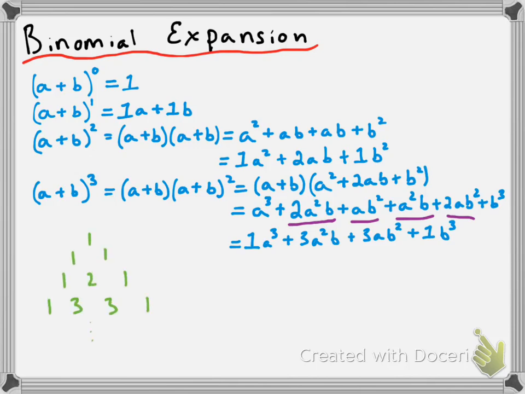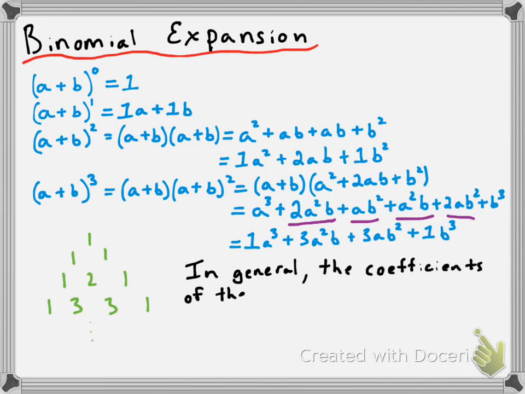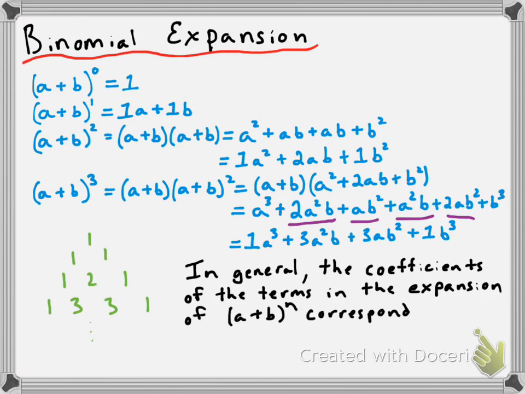Right, these are the first couple of rows of Pascal's triangle. Notice that the terms in each row actually correspond with the coefficients in these binomial expansions. Once you notice it, that's going to make it really easy to expand out certain binomials, because you can use this rule in combination with a couple of other things to do this fairly simply. So in general, the coefficients of the terms in the expansion of (a + b)^n correspond to terms in row n of Pascal's triangle.